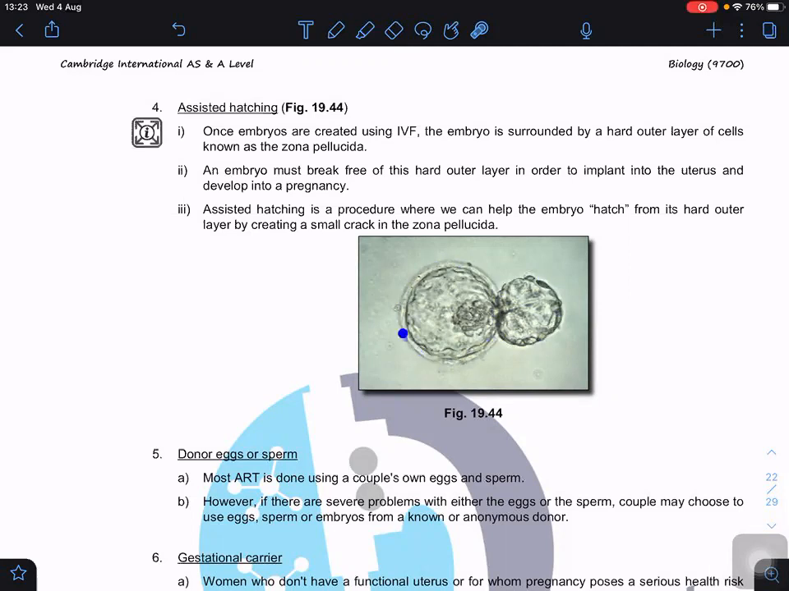So how do we do this? We can use a laser, a procedure where we can help the embryo hatch from its outer layer, so that we release the embryo and allow the embryo to implant. Okay.